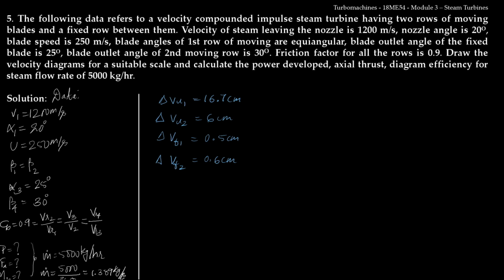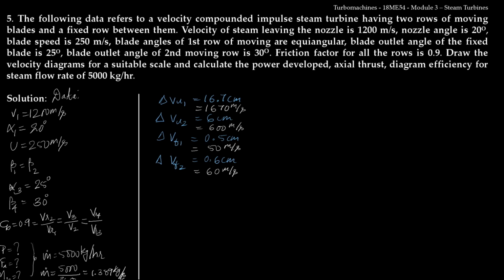Now let us convert that into meter per second. So for that we will just multiply the scale. So when I multiply the scale here, delta VU1 will be 16.7 into 100. So it is 1670 meter per second, and delta VU2 will be equal to 6 into 100, which is 600 meter per second. Delta VF1 will be equal to 0.5 into 100, which is 50 meter per second, and delta VF2 will be equal to 0.6 into 100, which is 60 meter per second.